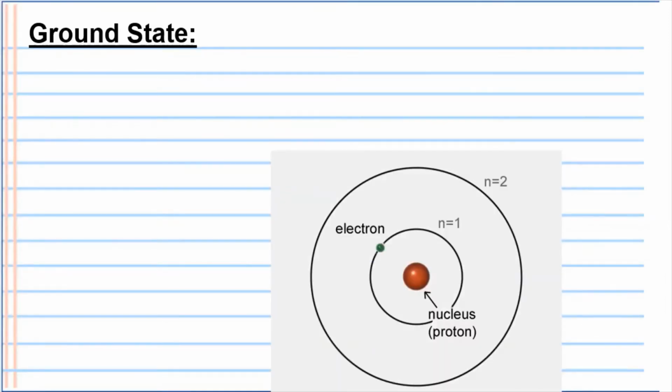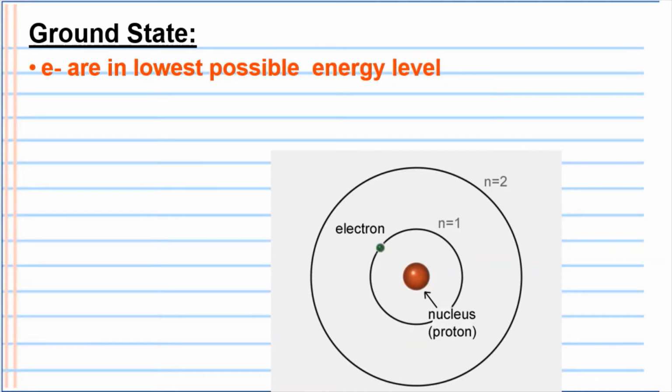And Bohr theorized that electrons have to fill the lowest energy levels first. The ones with the least energy have to get filled before you can fill higher energy levels. And when all the electrons are in the lowest possible energy level, he considered that the ground state. Kind of like if you're thinking of standing on the ground, that's as low as you can go. You're at ground level.